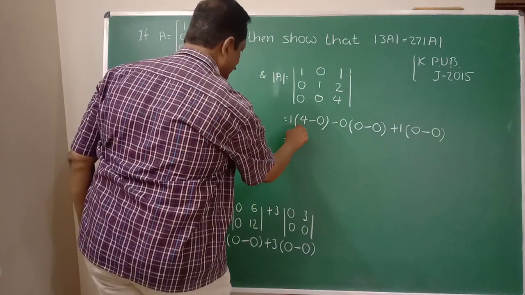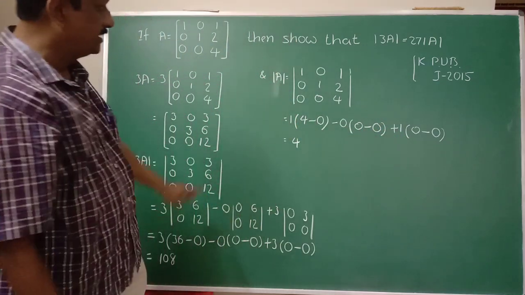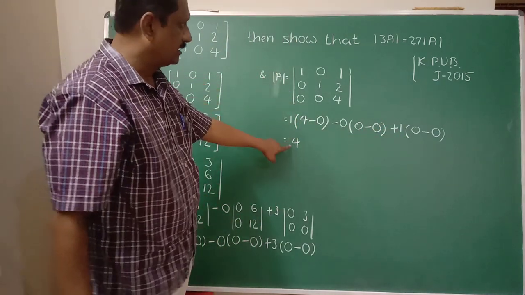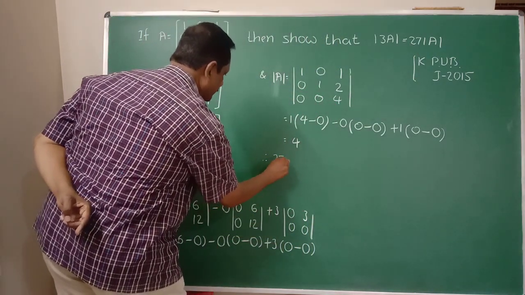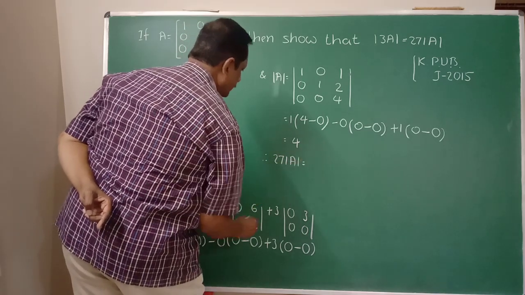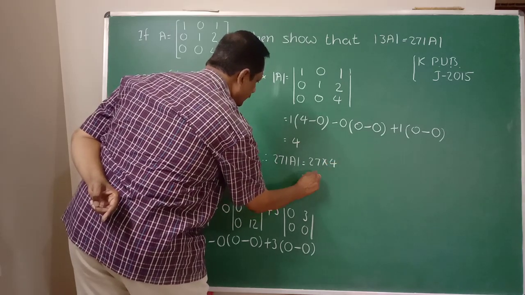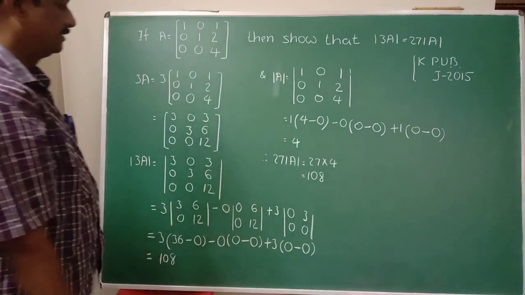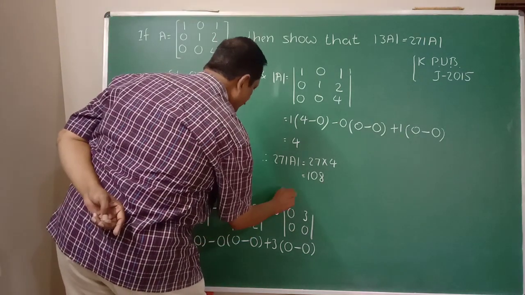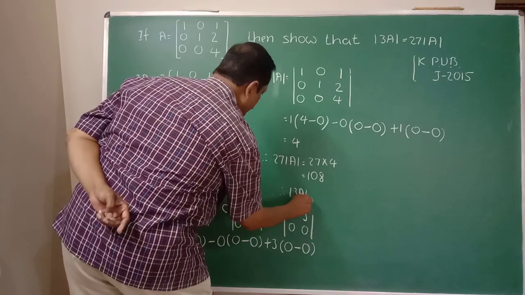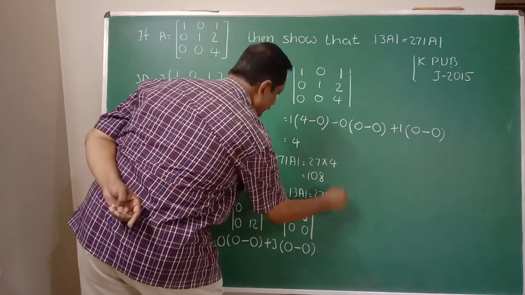Therefore this equals 4 ones are 4 here. This is a 0, even this is also 0. So remaining is 4. Determinant of A is equal to 4 here. Therefore 27 into determinant of A is 27 into 4 here. Again it is 108 only. So this is a 108 term, even this is also 108. Therefore you can write determinant of 3A is equal to 27 into determinant of A.